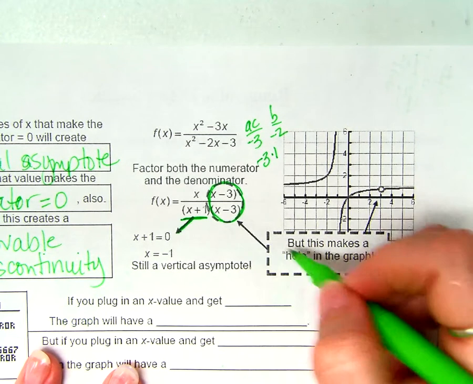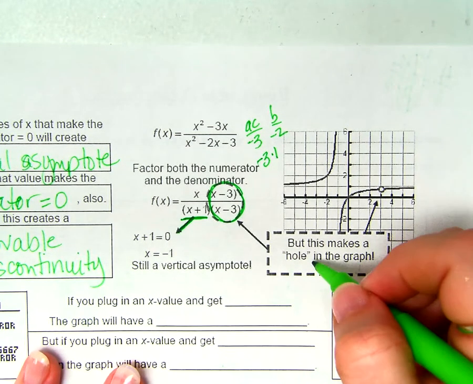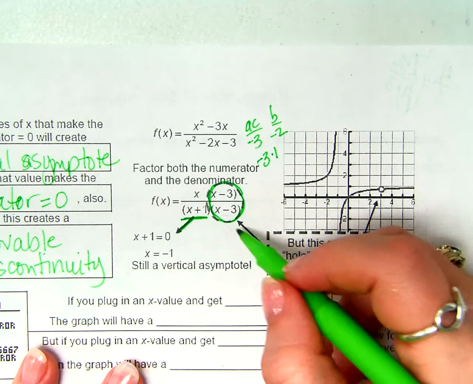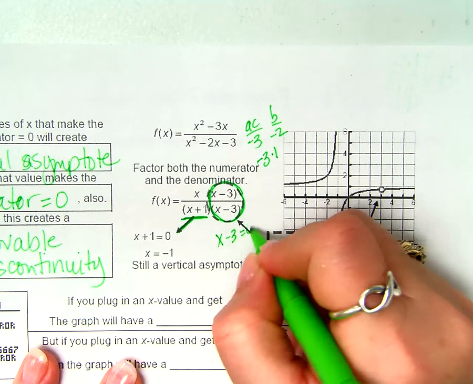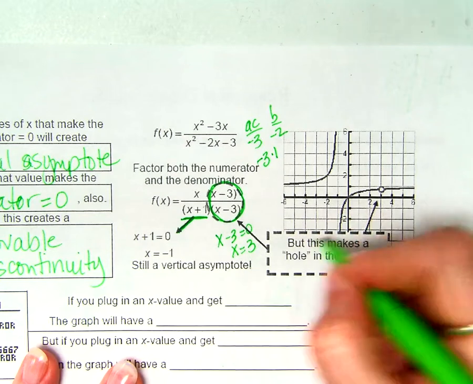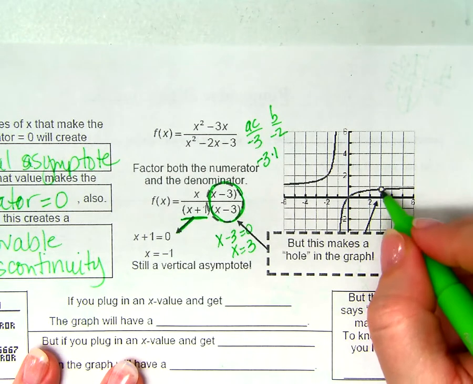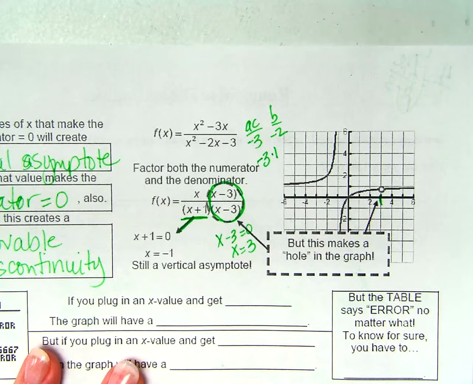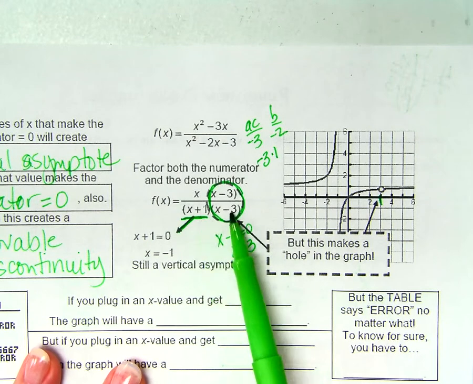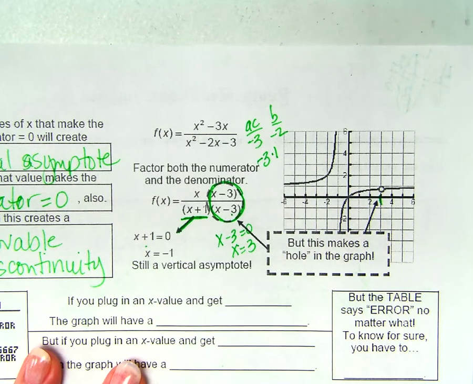But here's the deal. How do we figure out where our hole is? Don't we just set that equal to 0? If I say x minus 3 equals 0, x would equal +3. What's the x value at this hole? +3. Okay? So regardless, you're still going to set each factor equal to 0. You just have to know whether it's a removable discontinuity or a vertical asymptote. You have to be able to tell the difference.